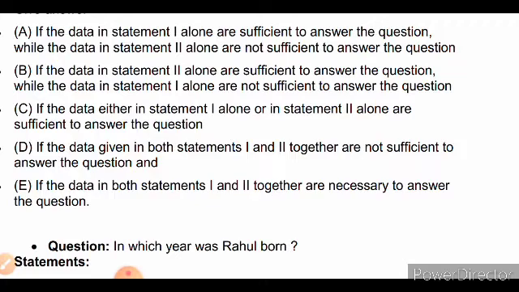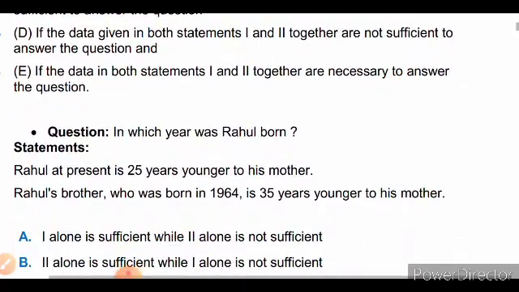B if the data in statement 2 alone are sufficient to answer the question, while the data in statement 1 alone are not sufficient to answer the question. C if the data either in statement 1 alone or in statement 2 alone are sufficient to answer the question. D if the data given in both statements 1 and 2 together are not sufficient to answer the question. And E if the data in both statements 1 and 2 together are necessary to answer the question.